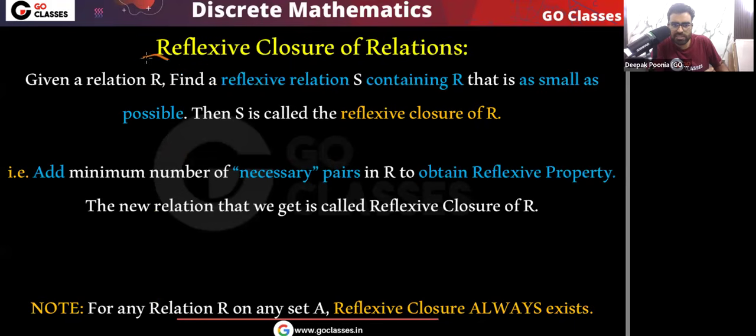Reflexive closure, what does it mean? It simply means that you add the minimum number of necessary pairs to the relation to obtain the reflexive property. A relation is given to you, and we need to find the reflexive closure. So what do we need to do? We need to obtain the reflexive property. To obtain it, we will add the minimum number of necessary pairs. The new relation that we get will be called the reflexive closure of R.